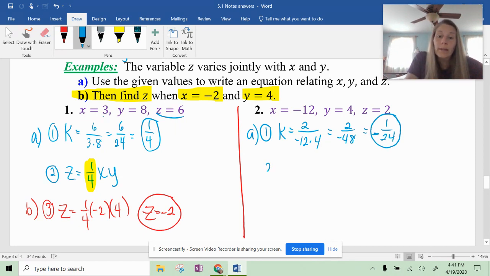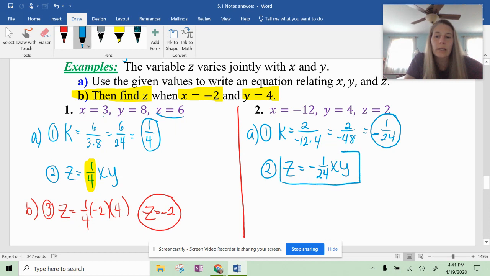So now when you go to write that equation, don't forget the equation. That's what people always get wrong on quizzes and stuff like that. We write z equals, we plug in that -1/24 for our k, or our constant, and then times xy. That is the equation. And now we can use that equation to do part B.